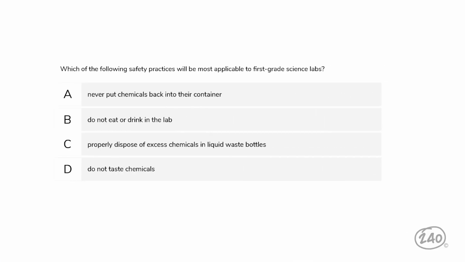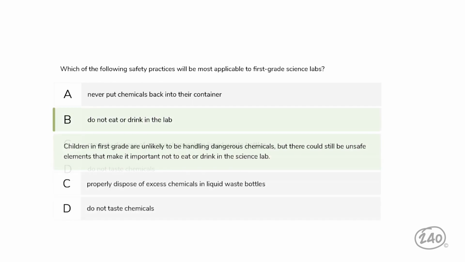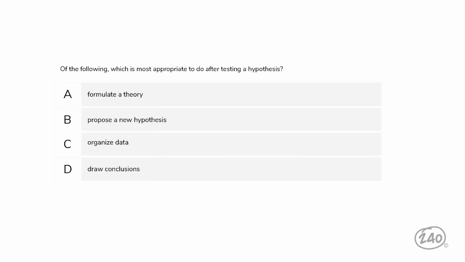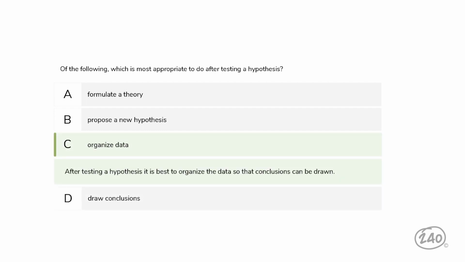Just those process of science questions left. Let's start with lab safety. Which of the following safety practices will be most applicable to first grade science labs? Children in first grade are unlikely to be handling dangerous chemicals, but there could still be unsafe elements that make it important not to eat or drink in the science lab, so this is the best choice. And last, but certainly not least, the scientific method. Of the following, which is most appropriate to do after testing a hypothesis? After testing a hypothesis, it is best to organize the data so that conclusions can be drawn. So this is the best choice.